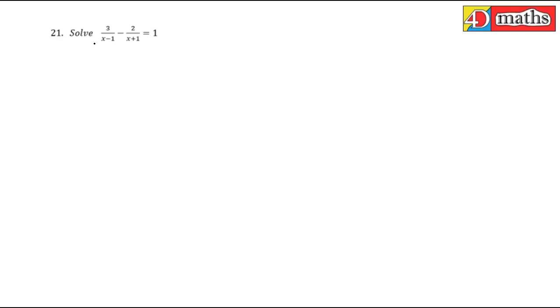Okay, 21. So we have to solve 3 over x minus 1 minus 2 over x plus 1 equals 1. Okay, so first of all we need to tidy this up. This is something that needs to be tidied up. So I'm going to put this over 1 initially.